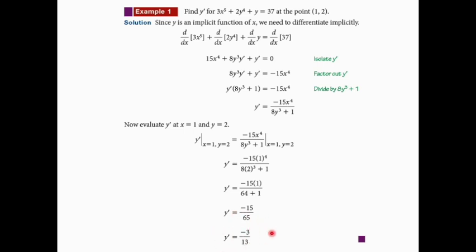So this is the instantaneous rate of change on this curve at the point (1, 2). Or another way you could look at it, remember, is that this is the slope of the tangent line at (1, 2) on this curve.